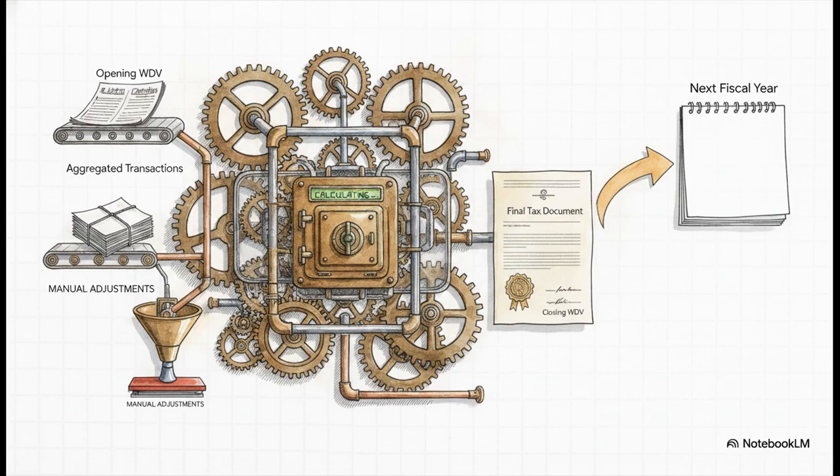Once everything is updated, Report 3 acts as your central engine. This app reads your opening WDV, grabs the aggregated transactions from Report 2, checks for any manual auditor adjustments, and automatically calculates the final tax depreciation amount. At year-end closing, running this for the last period allows you to automatically update and carry forward the closing WDV to the next fiscal year. It's a real game changer.